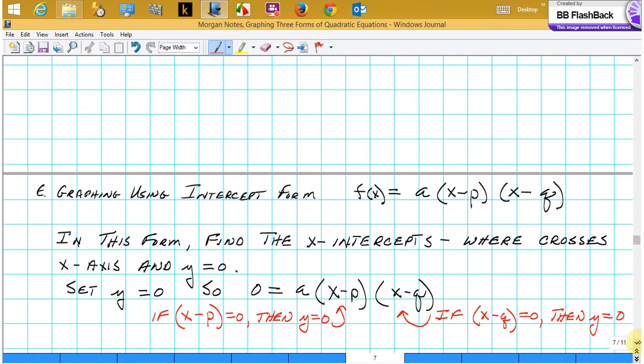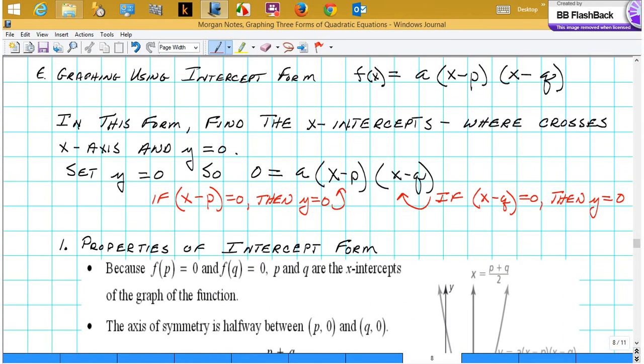Okay, intercept form. Graphing in intercept form. This is by far the easiest way to graph. The reason is that we get 2 points given to us. Standard form, we don't get any. Vertex form, we can find the vertex by looking at the equation. Intercept form, we get 2. And this is all based on the fact that the x-intercept will occur where y is equal to 0. So that would be like if I put y equal to 0 over here, right?